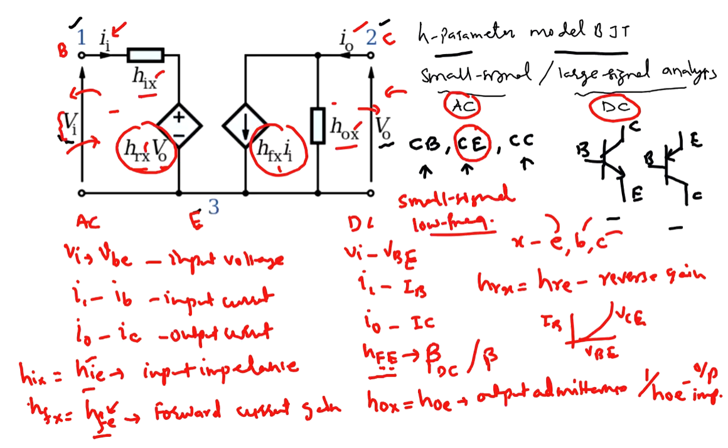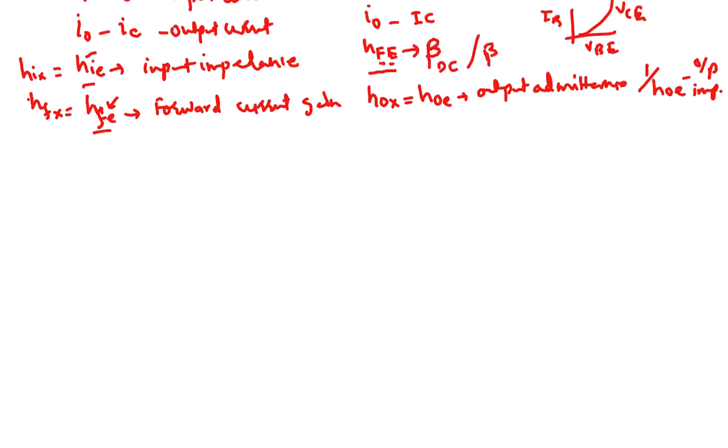What about you? I ask you to draw the model for the CB, common base configuration. So for the common base configuration, let us try to draw it. You have this terminal, this will be the base, then your input terminal will be the emitter, and then your output terminal will be your collector, right? So you've got to understand how the model can be drawn.